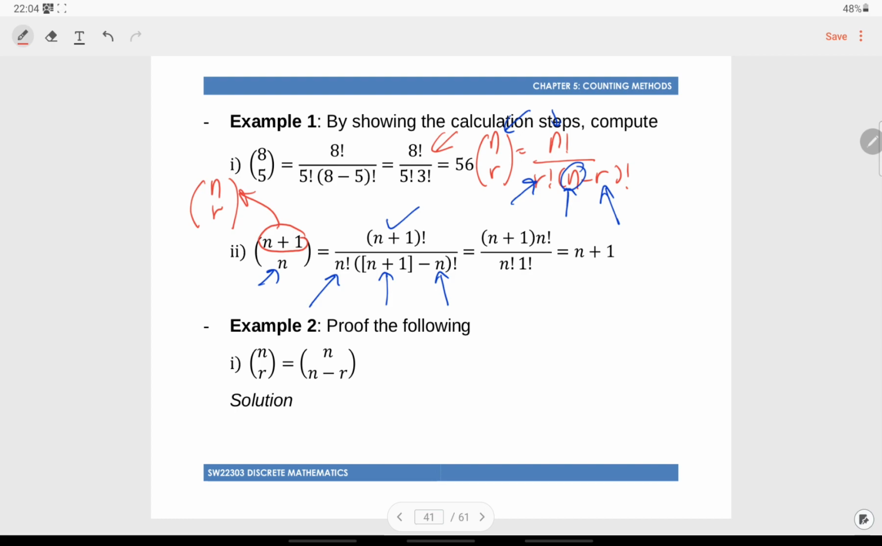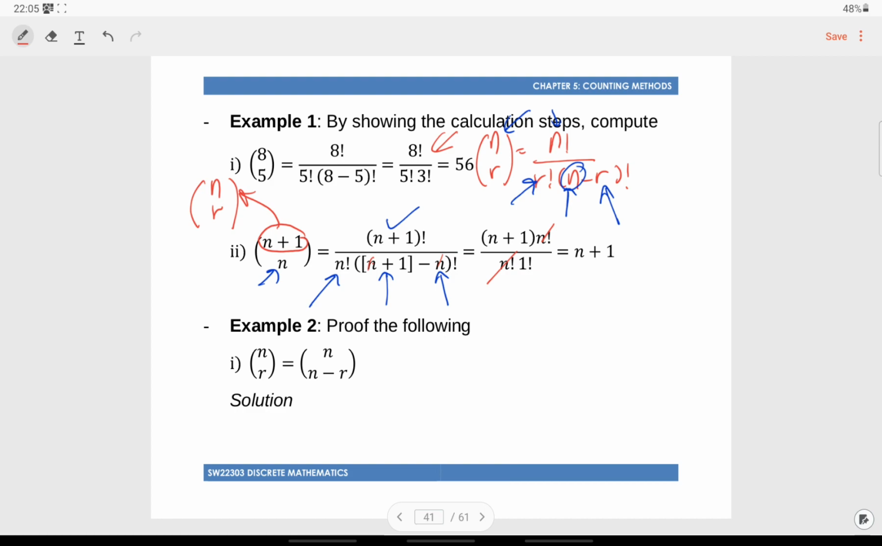so n plus 1 minus n can be simplified, becomes only 1 factorial because n minus n can be cancelled out. So the remaining value is 1 factorial. Because we have a common element at the numerator and denominator, we can cancel out this one and this one. So the remaining element is n plus 1. Okay, now we proceed to the next example.